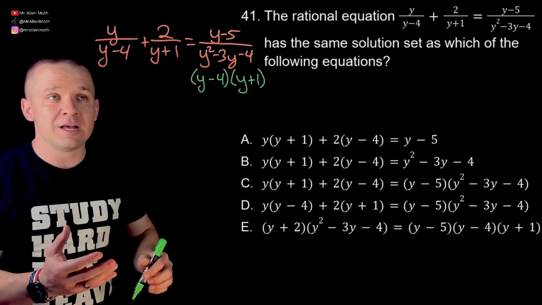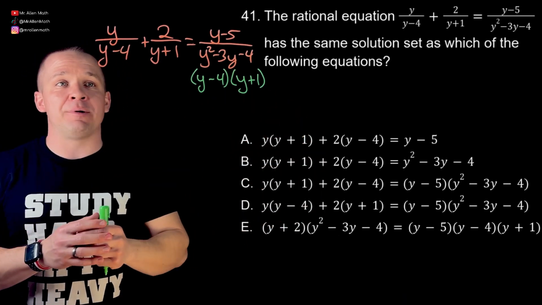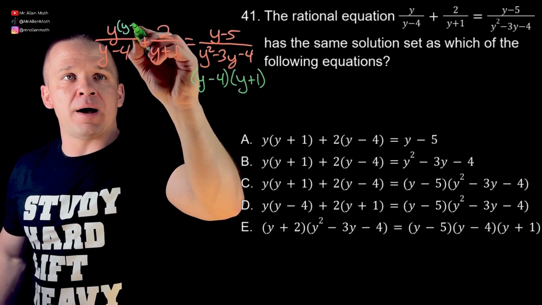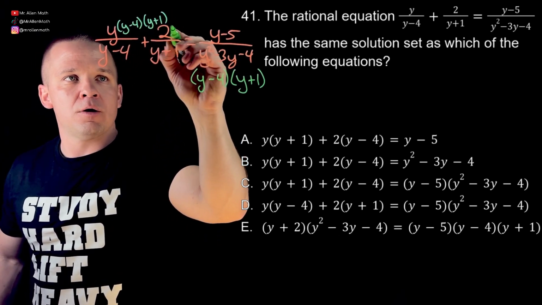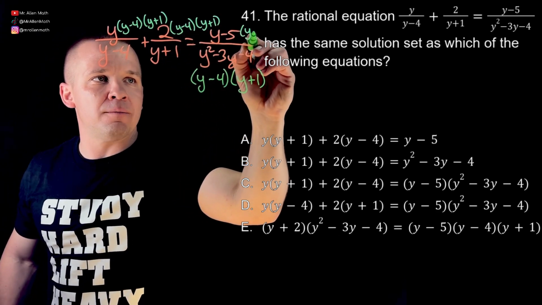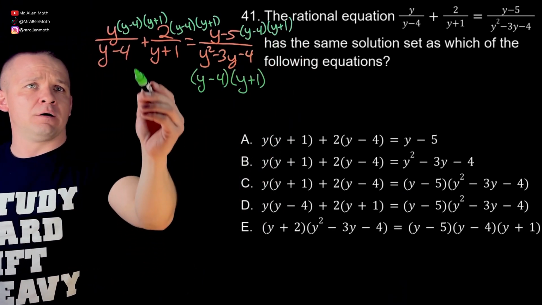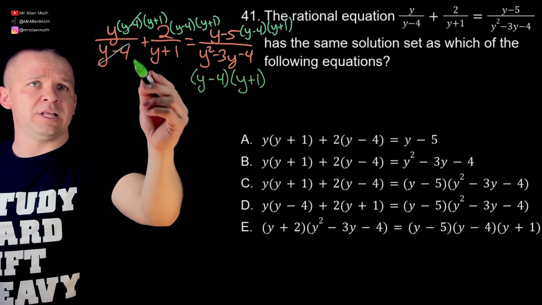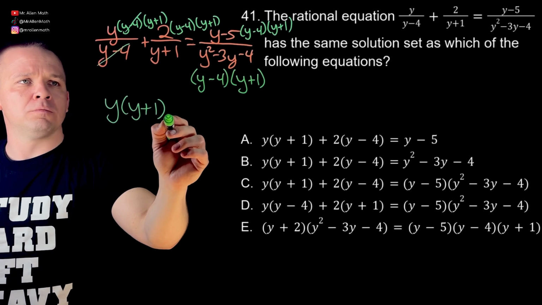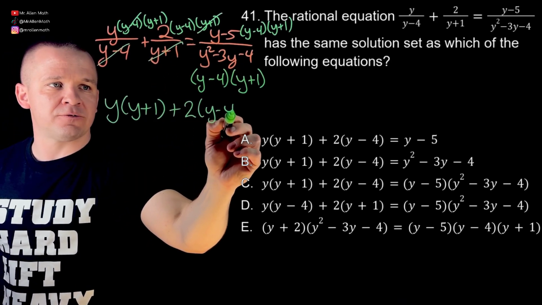So what I'm going to do is multiply both sides of the equation by that common denominator, which means I'm going to get all of these numerators multiplied by it. So we're going to have y minus 4, y plus 1, y minus 4, y plus 1, and y minus 4, y plus 1. Now what's going to happen? Well, these guys cancel, right? Leaving me with y times y plus 1. Cool. My y plus 1's cancel, leaving me with 2 times y minus 4.